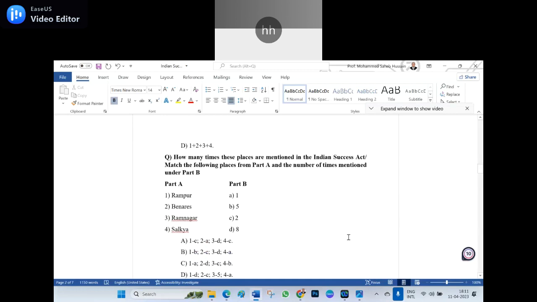Now match the following. A: 1C, 2A, 3D, 4C. B: 1B, 2C, 3D, 4A. C: 1A, 2D, 3C, 4B. D: 1D, 2C, 3A, 4A.